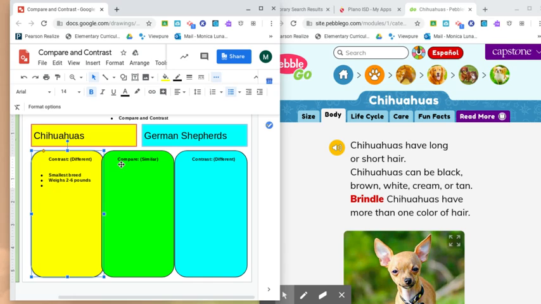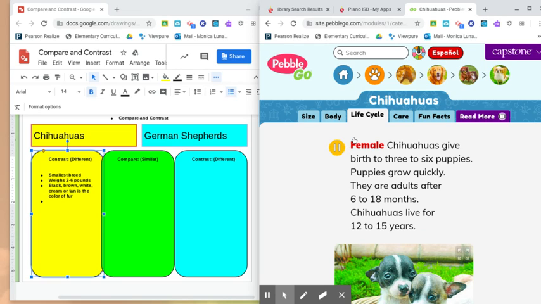Okay, because I need to know, that's a fact that they come in different colors, right? So black, brown, white, cream, or tan is the color of fur. Okay. So remember, these are facts. I am not putting punctuation. It's just little notes that I'm taking. Okay. That's why I'm using bullet points.